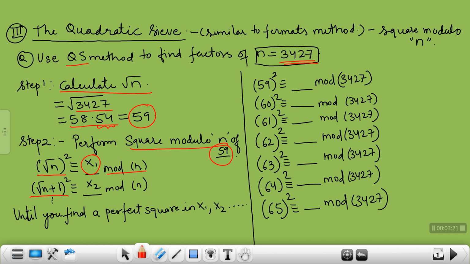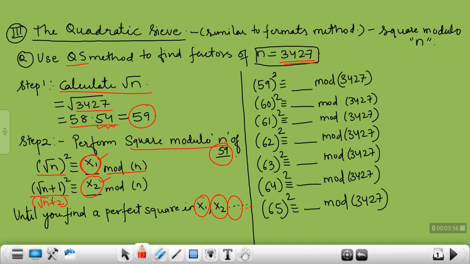Then the square of root n plus 1 is congruent to x2 mod n. We will calculate the values of x1 and x2, and continue with root n plus 2, and so on. We continue until we find a perfect square among x1, x2, x3, x4, x5, x6, and so on. So we keep finding the square modulo n, for root n squared, root n plus 1 squared, root n plus 2 squared, until we find a number which is a perfect square.